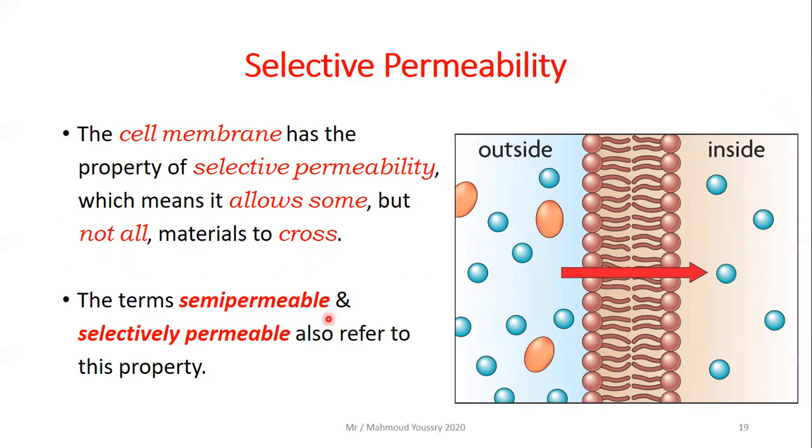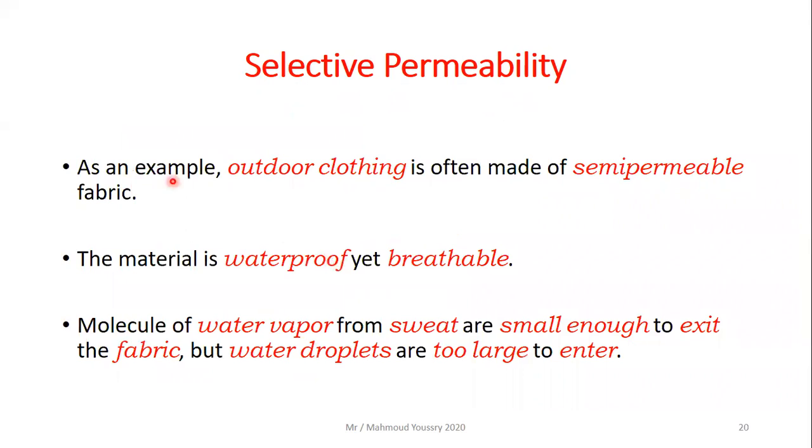The terms semi-permeable and selectively permeable also refer to this property, which is selective permeability. As an example, outdoor clothing is often made of a semi-permeable fabric. The material is waterproof yet breathable. The molecules of water vapor from your sweat are small enough to exit the fabric, but the water droplets of rain are too large to enter.